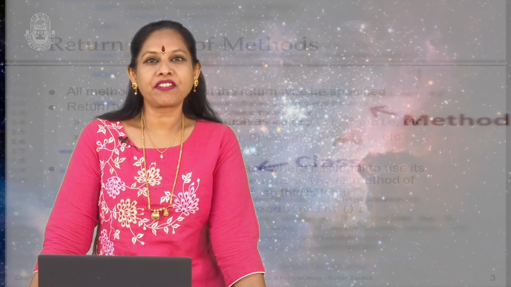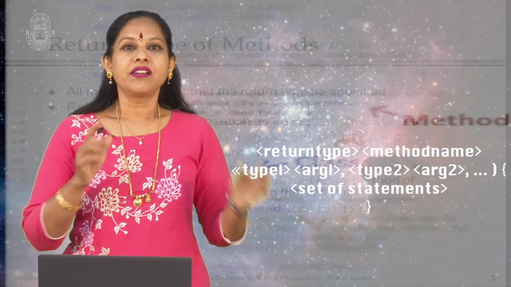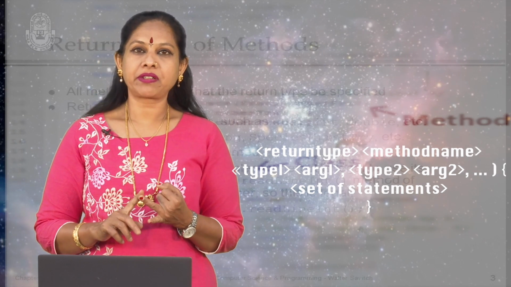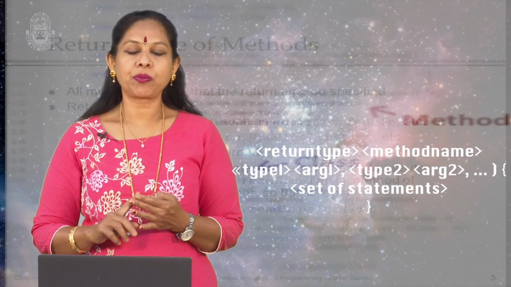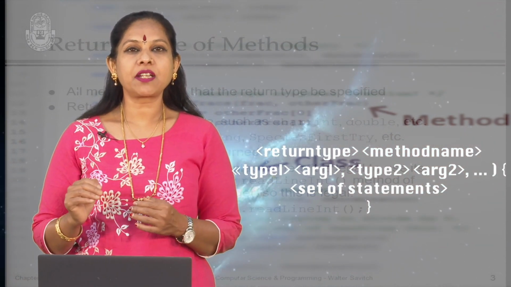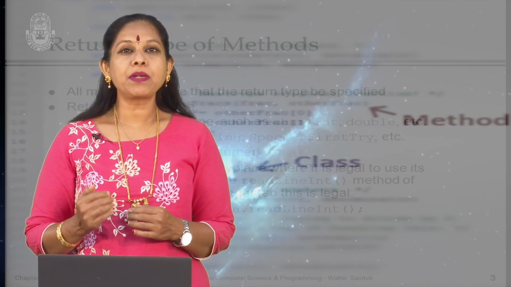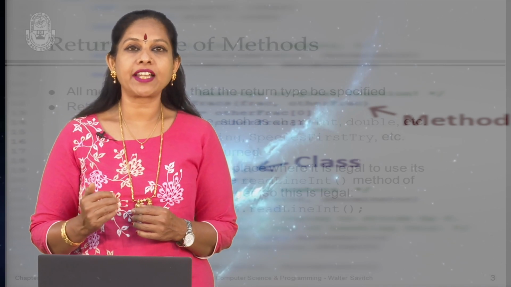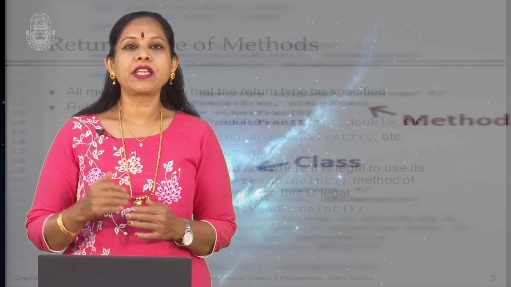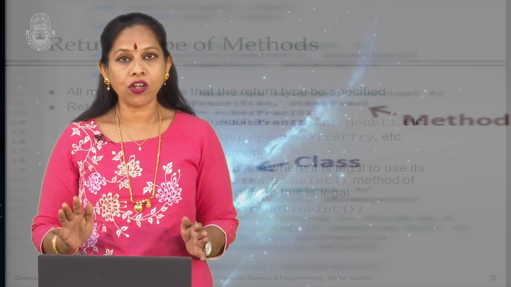The basic method definition resembles the one given below. Return type, method name, type 1 argument 1, type 2 argument 2, etc. Open the bracket, set of statements, close the bracket. The return type is the primitive type or class of the value that this method returns. It should be void if the method does not return a value at all.